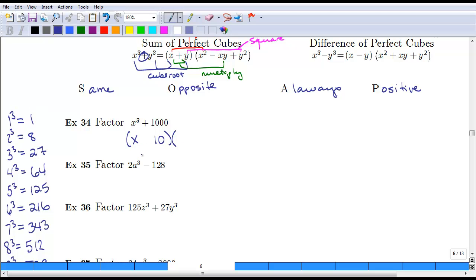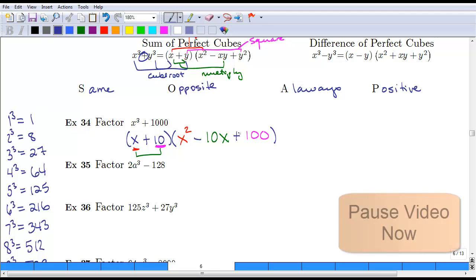Then with regards to the second set of parentheses, we square the first term, we multiply the two together, which is 10x, and we square the second term, which is 100. 10 squared is 100. Last thing we do is we come through with the signs: same, so this was positive, so same is positive, opposite is negative, the last one is always positive because it's squared. So take a second, pause the video if you need to, and see if you can figure out what I did there.